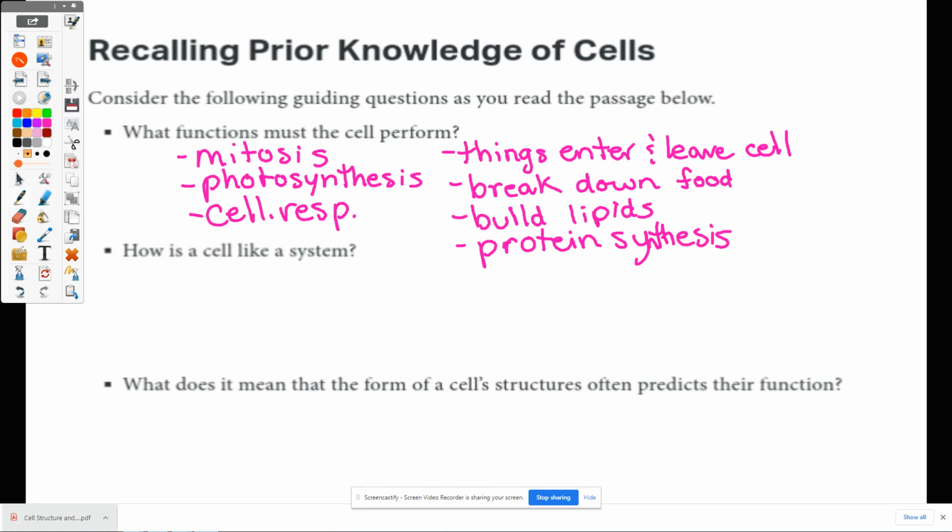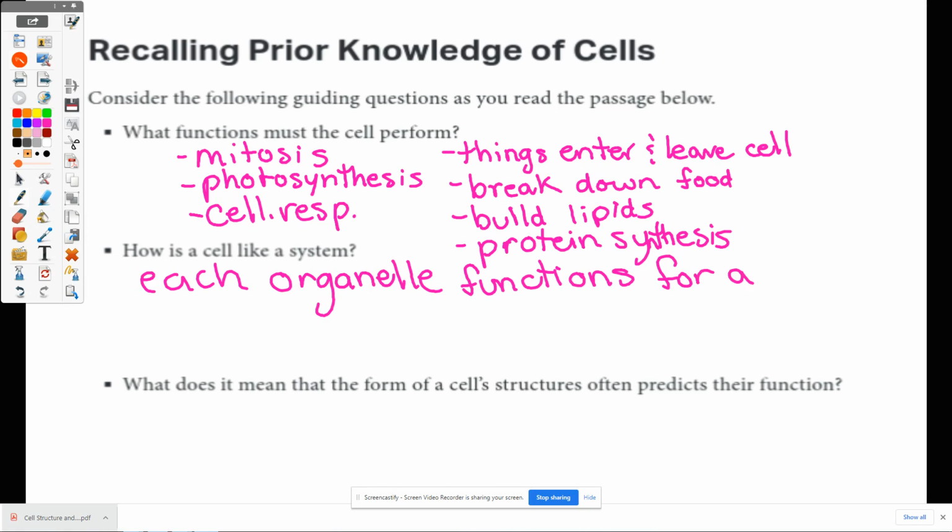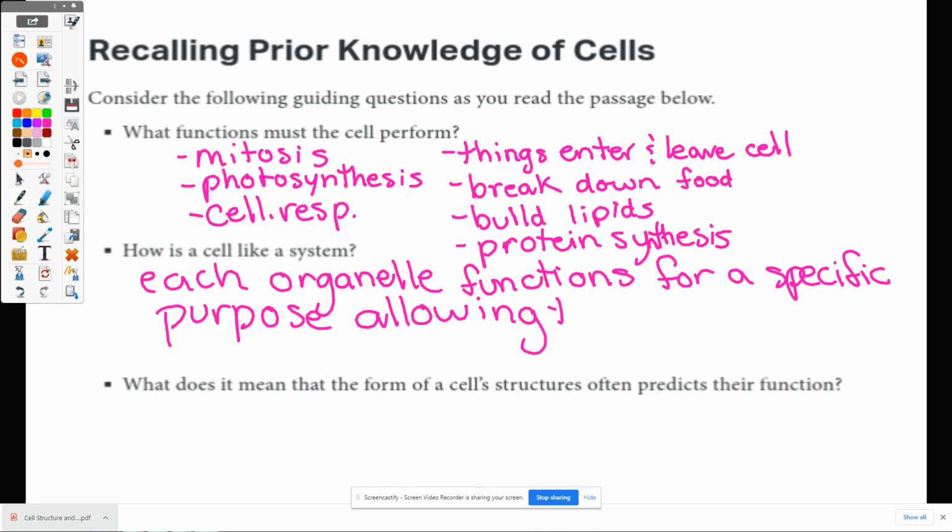So how is a cell like a system? Each organelle functions for a specific purpose allowing the cell to function as a whole.